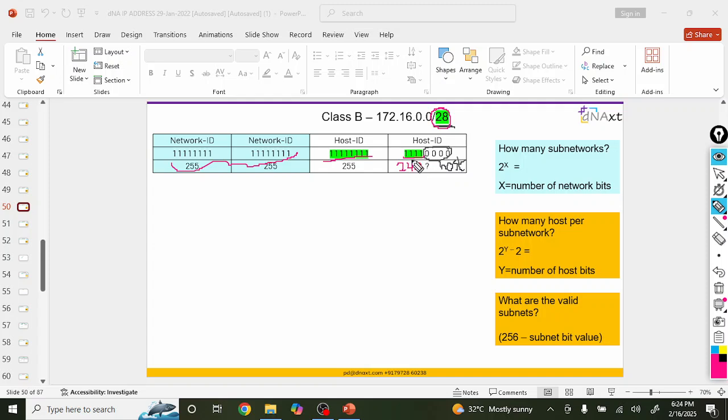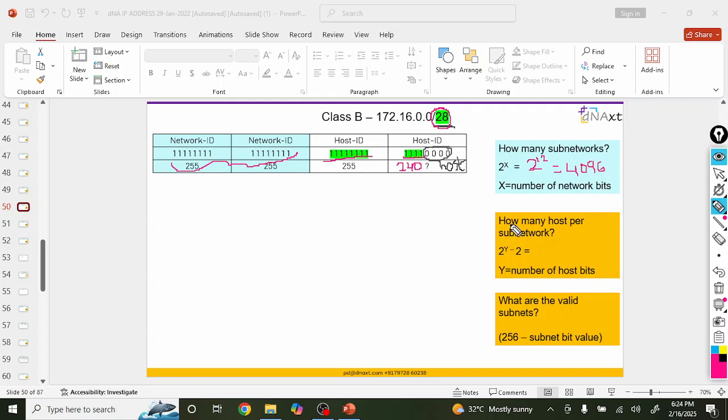255.255.255.240. Why 240? 128 plus 64 plus 32 plus 16 comes out as 240 according to the values of these 4 bits. So 2 to the power x, that means 2 to the power of subnet bits, which are 8 plus 4, 12 bits. So how many subnetworks will we get? We will get 4096 subnetworks over here.